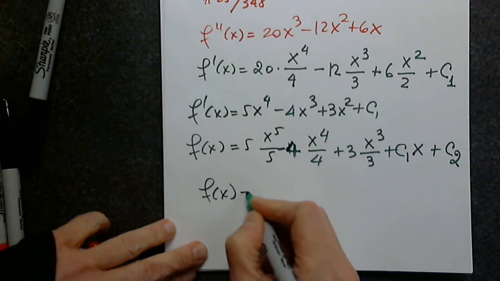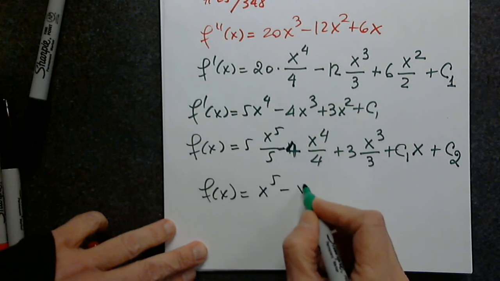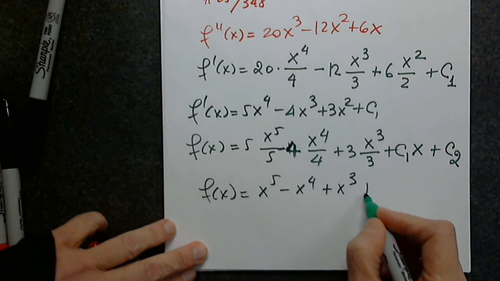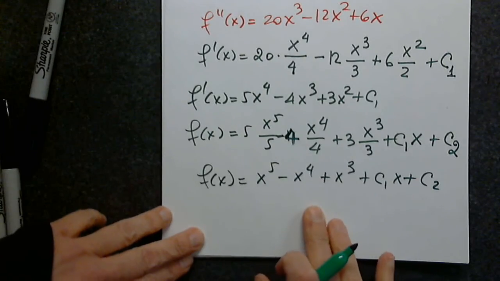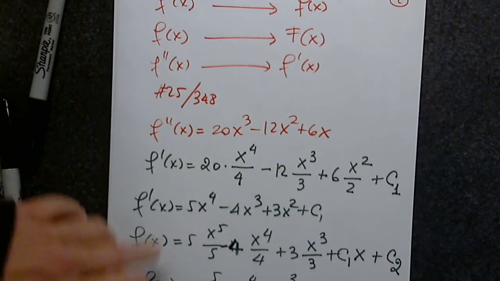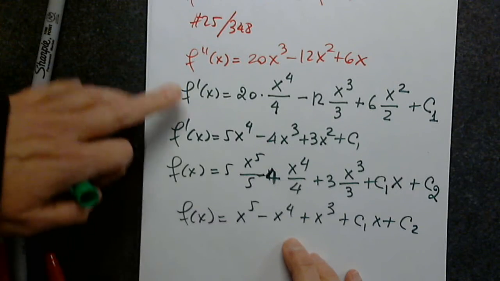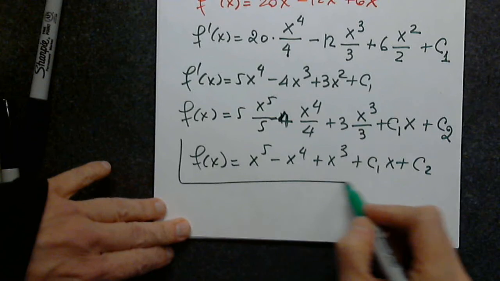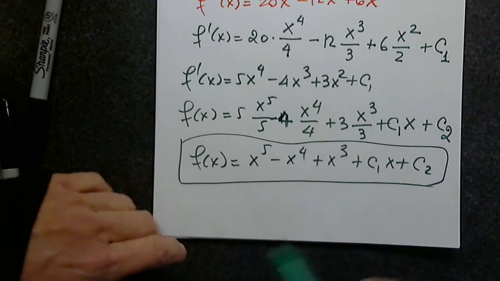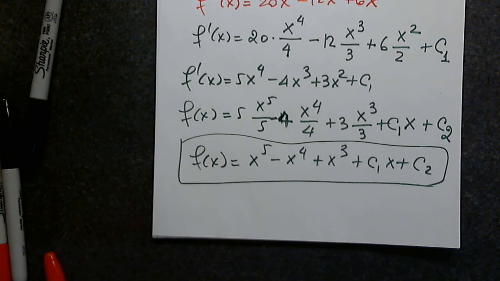So the function is x to the fifth minus x to the fourth plus x to the third plus C1x plus C2. What does this represent? It represents the most general antiderivative of this function. Now, sometimes we are given certain conditions that will allow us to specifically determine these constants and therefore get just one function that fulfills the given conditions.